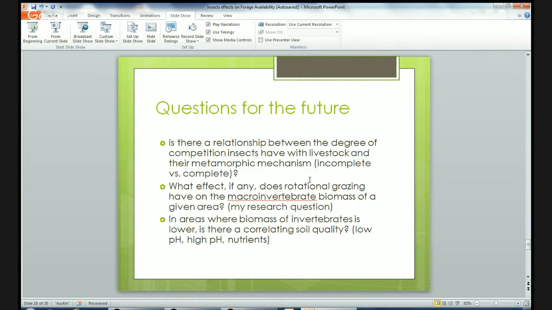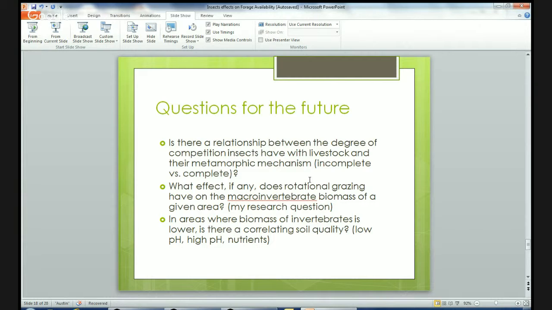What effect, if any, does rotational grazing have on macroinvertebrate biomass of a given area? I'm actually going to look into this. This is going to be my research question because I utilize rotational grazing and I'm very curious about this. And then also in areas where biomass of invertebrates is low or high, could be either way, what's the correlating soil quality? Because soil is a super important part of forage availability. So I'm very curious about that. If you're curious about those things too, maybe we could talk sometime.